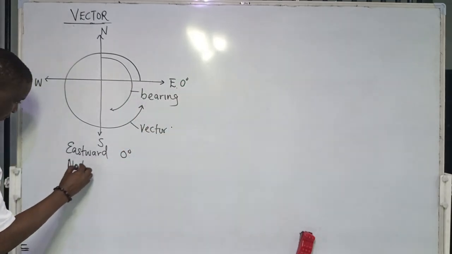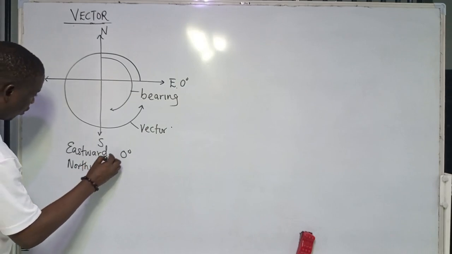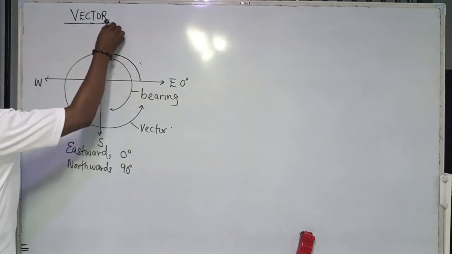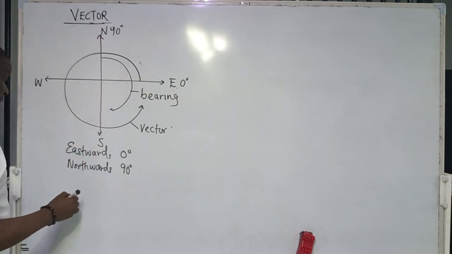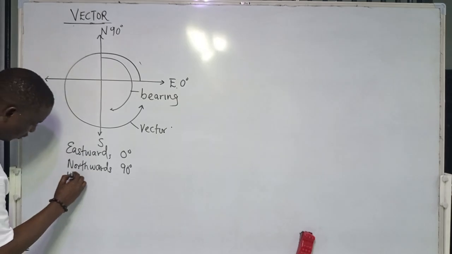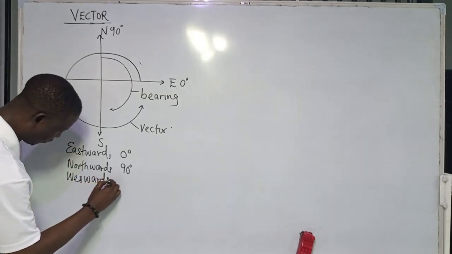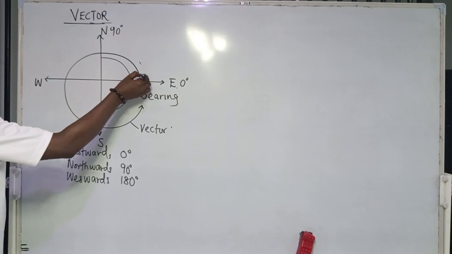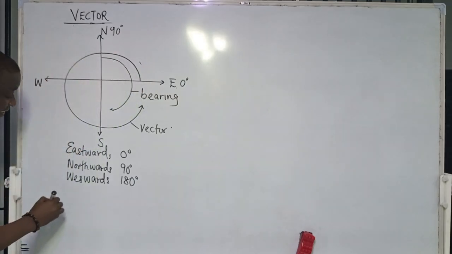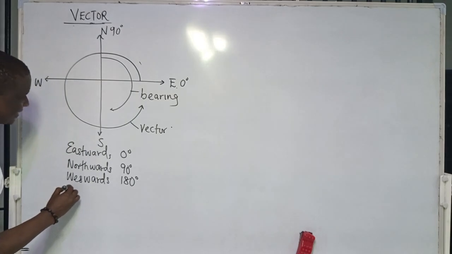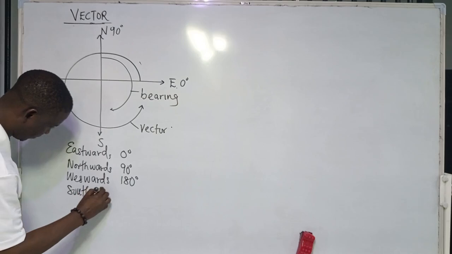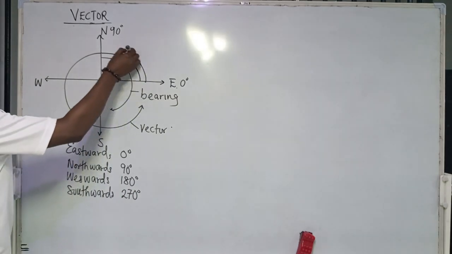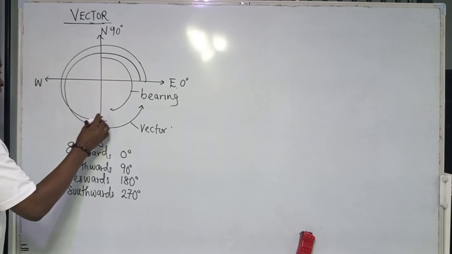Now, northwards is 90 degrees. That means from here to this place is 90 according to vector. Then westward is 180 degrees. If you are moving from here to this place, it is 180 degrees westward. Then southwards is 270 degrees. Southward means that if you move from north to the south, you have moved 270.